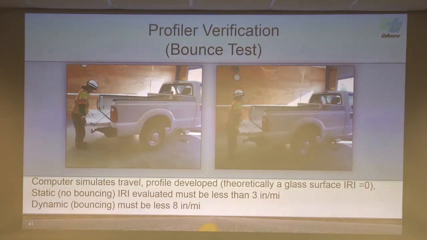As the grade of the road's not changing, that inertial profile should be glass, right? It should just be smooth, so the IRI should be 0. Well, if he gets a reading of 1, 2, or 3, or anything less than 3 inches per mile, he passes that static test. Okay, then the next test that they do is the dynamic test.